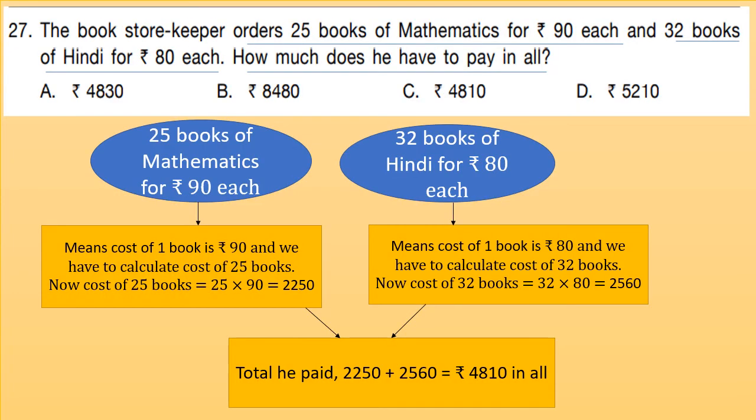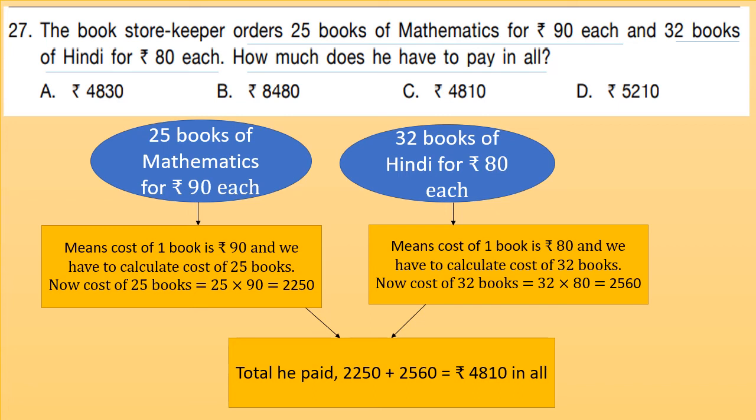The book storekeeper orders 25 books of mathematics for rupees 90 each and 32 books of Hindi for rupees 80 each. How much does he have to pay in all? Now 25 books of mathematics for rupees 90 each means cost of one book is rupees 90 and we have to calculate cost of 25 books. Now cost of 25 books is equal to 25 into 90 equals 2250.